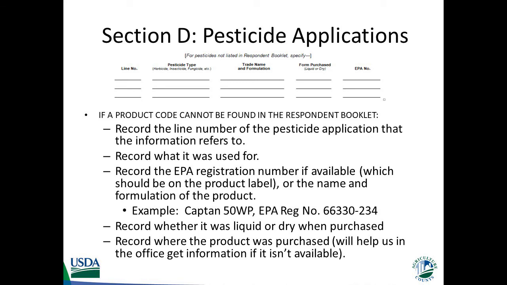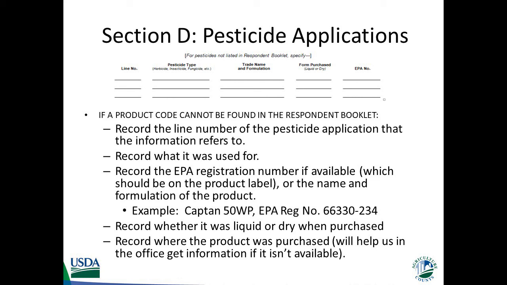There will be times when the chemical applied by the operator cannot be found in the respondent booklet. When this happens, you can record this information in question 2, which is directly below the pesticide application table. First, record the line number of the pesticide application that the information refers to. Then try to provide as much information as possible about the product. What type of pesticide is it? Is it an insecticide, herbicide, fungicide, miticide, plant growth regulator, a defoliant, a desiccant?